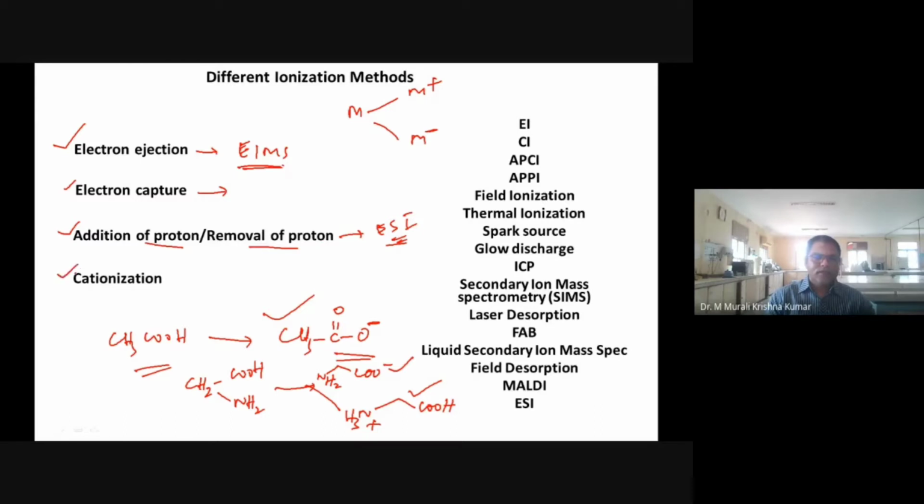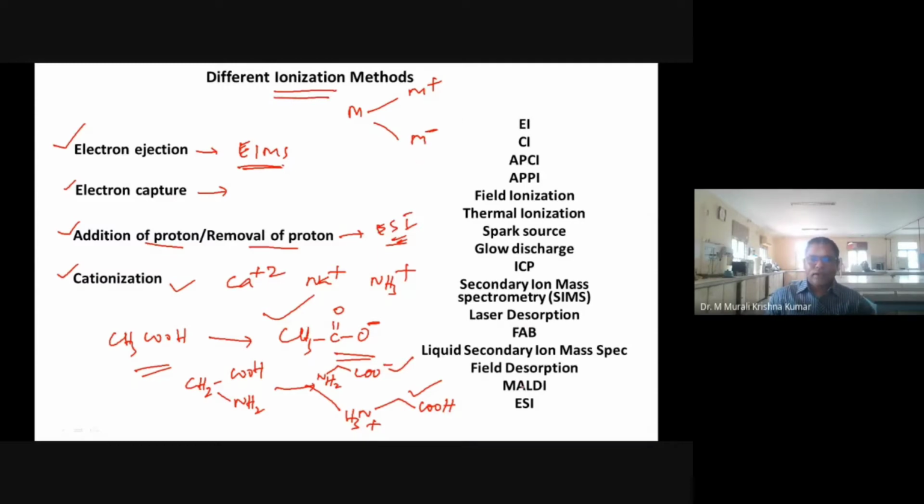The third one, last one is cationization. Cationization means we use chemical ions like calcium ion, sodium ion, ammonium ion to be added to the compound, so that it will produce a positively charged ion. Okay, positively charged ion. So these are the four very popular methodologies that are being used right now in case of mass spectrometry for ionization of the sample molecule.